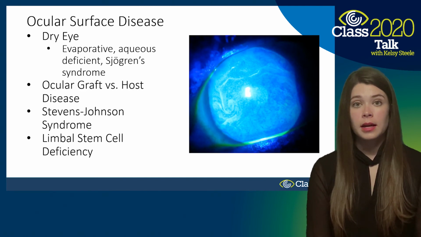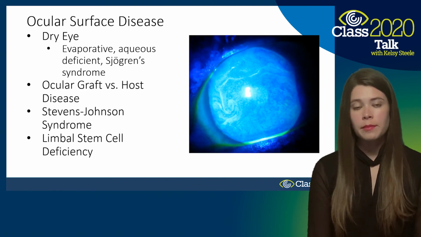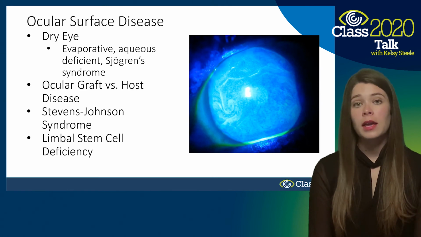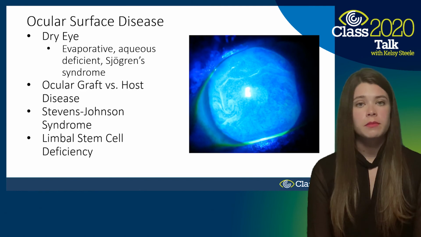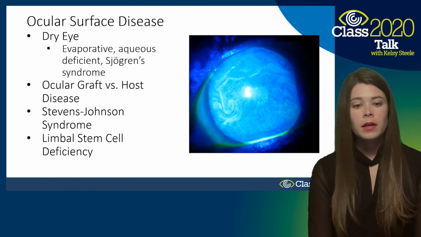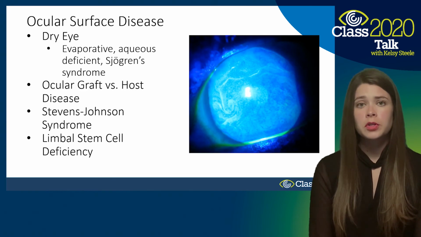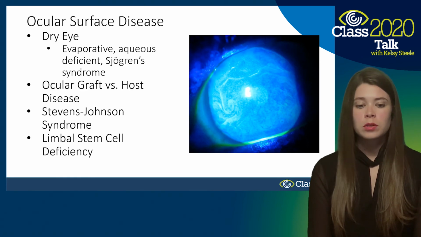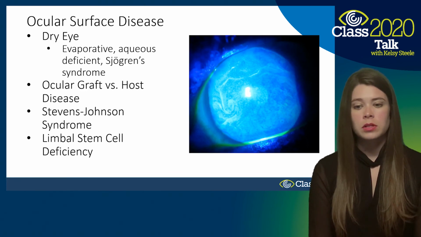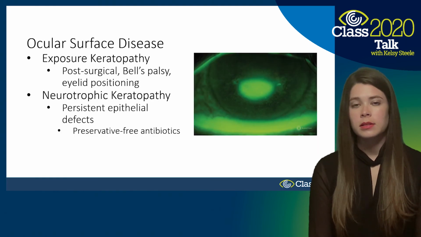Another appropriate time for using specialty lenses would be with ocular surface disease. So this is commonly used in our practice with dry eye patients, whether it's evaporative or aqueous deficient, or even if they have the diagnosis of Sjogren's syndrome, we have some patients that do scleral lenses. If you have a patient with ocular graft versus host disease following a bone marrow transplant, a patient with Stevens-Johnson syndrome, or patients with limbal stem cell deficiency, which is pictured over here, those are some appropriate conditions to recommend a scleral lens.